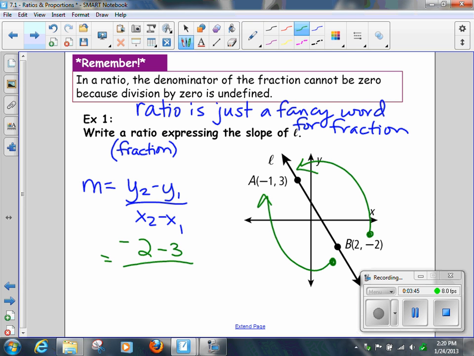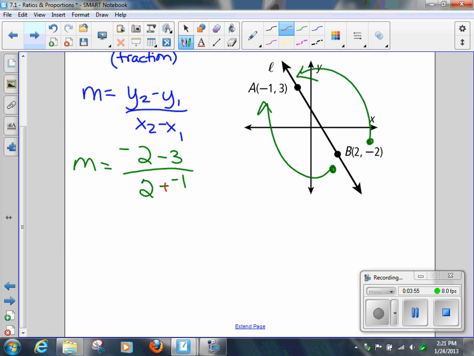So the bottom, the denominator, is going to be what? You tell me. 2 minus negative 1, but ding, ding, ding, what happens to it, Joseph? That becomes plus a positive, doesn't it? Y'all with me? All right, so let's do the math. Negative 2 minus 3 is negative 5, over 2 plus 1 is 3.